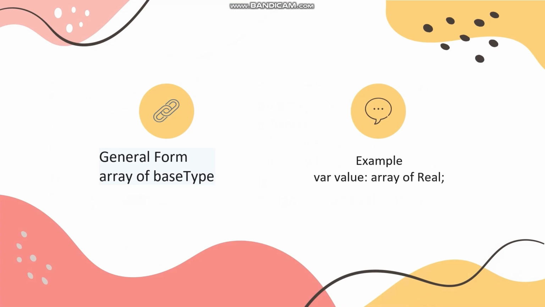General form of an array of base type. Example: array of real.